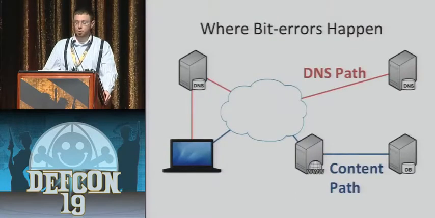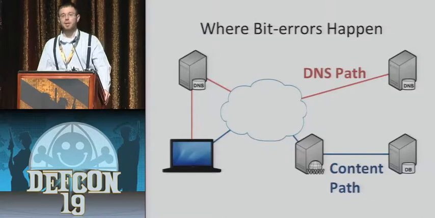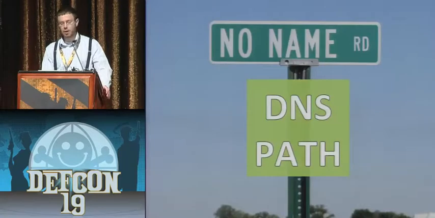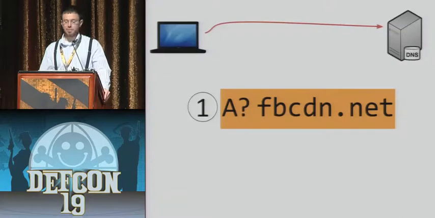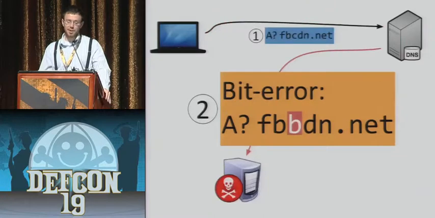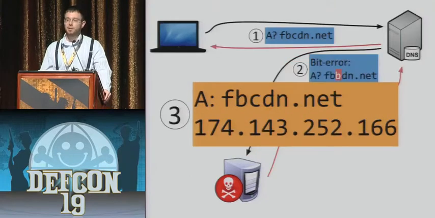There's two different places. One of these is the DNS path, and this happens during name resolution, and one of these is the content path, which occurs before DNS ever has a chance to work. We'll start off with the DNS path, and this is best illustrated by example. So you request fbcdn.net from your ISP. A bit error occurs in your ISP's DNS server, and instead it requests fbbdn.net. I own fbbdn.net. I send two DNS replies. One of these is for the original domain, and this domain reply gets propagated back to the original requester.